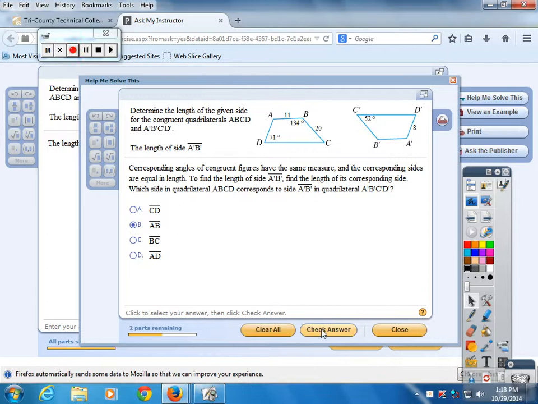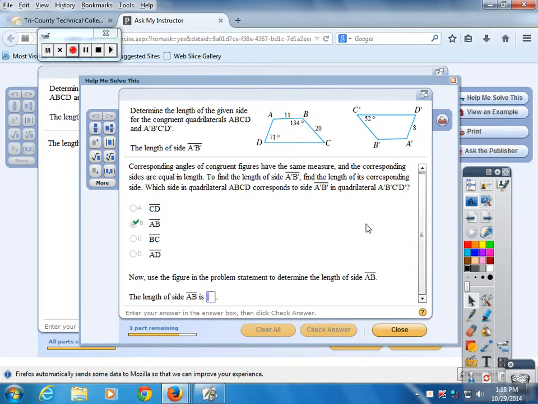And what they're doing is they're trying to get you to match up the sides or flip it over like I did. I flipped it over. But they're not going to flip it over. They're just asking you to match up the sides. Now use the figure to determine the length of side AB. The length of AB is 11. That's it.